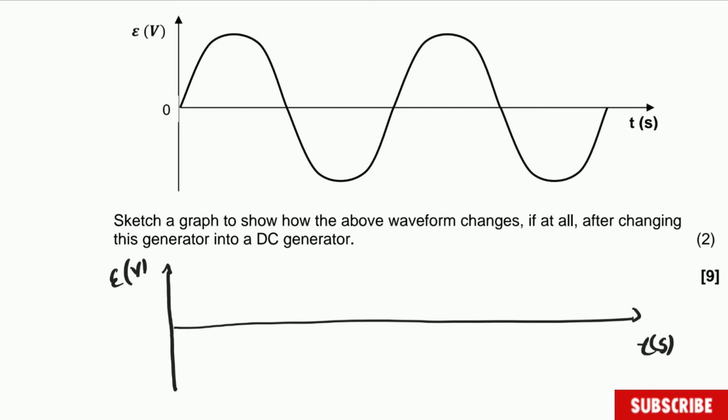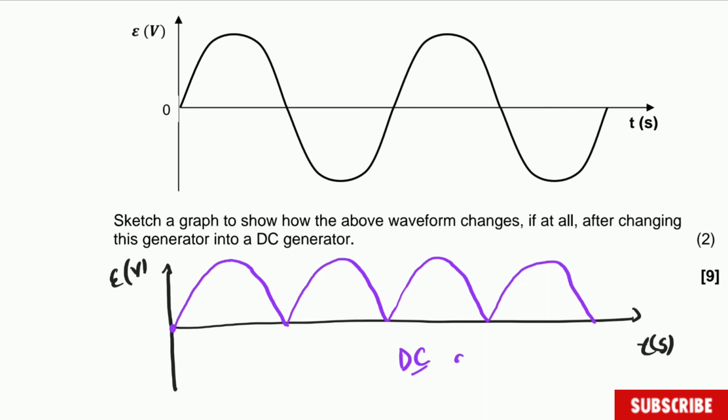Now, what is going to happen here? The induced EMF is going to increase all the way, and the curve must be curved, not straight. It's going from minimum to maximum to minimum, but it doesn't change direction. It goes again to maximum to minimum and so on. That is the cycle. The only thing is it doesn't change direction. This one is the graph for a DC generator.